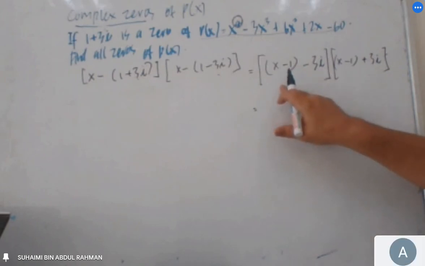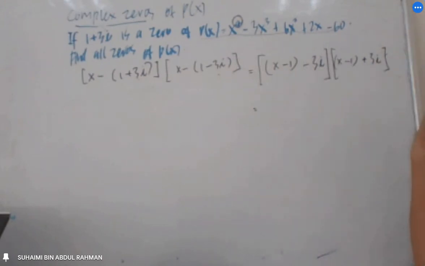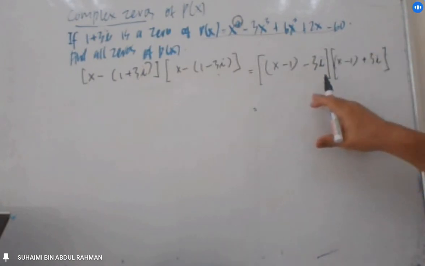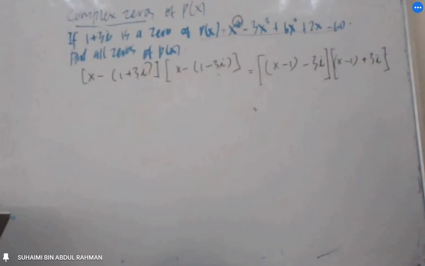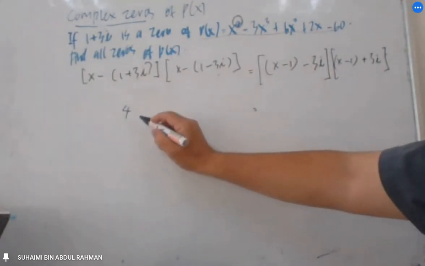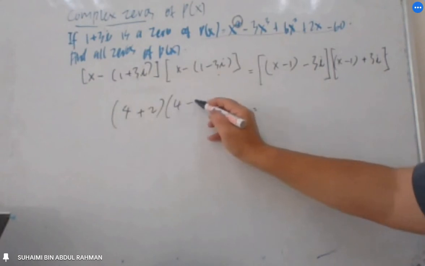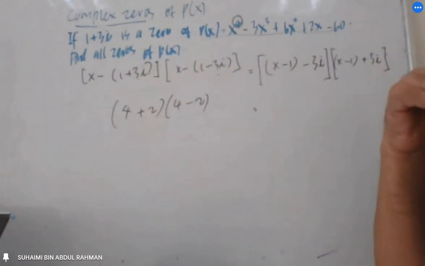X minus 1 multiplied by what? Can you multiply this? How do you multiply?